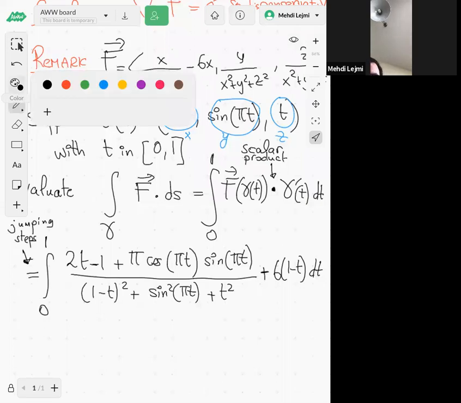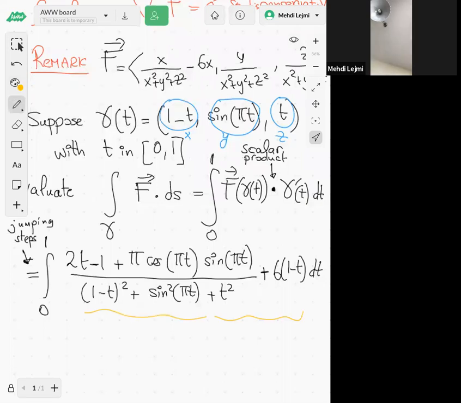And this integral here is really tricky to evaluate. Okay. It's going to take you probably the whole day just to evaluate this integral. So this is tricky to evaluate, right?